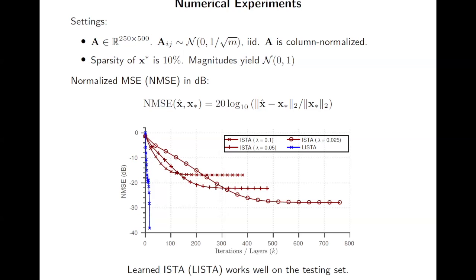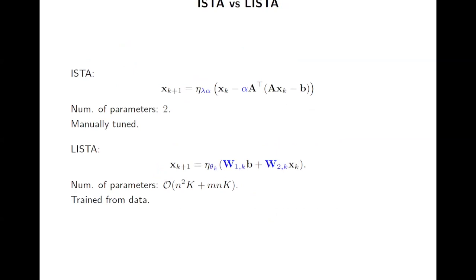This is a quick review of the difference between LISTA and ISTA. In ISTA there are only two parameters, but in LISTA there are a lot of parameters, and it depends on the size of the problem, and therefore it's really hard to manually tune those parameters. This is the reason why we have to use deep learning software to obtain those parameters.